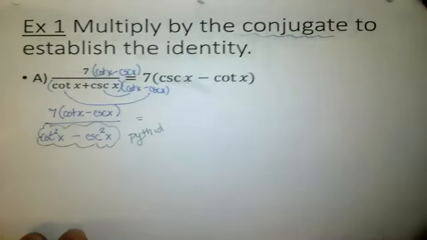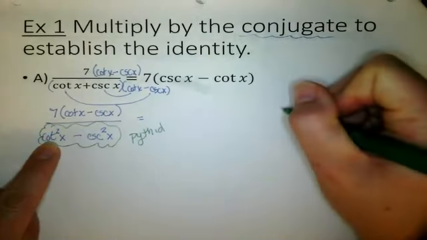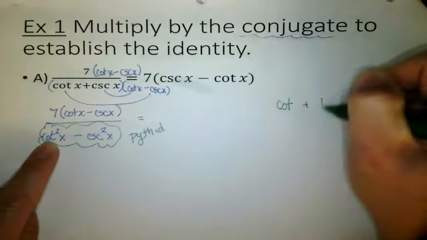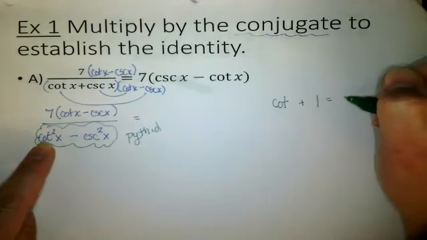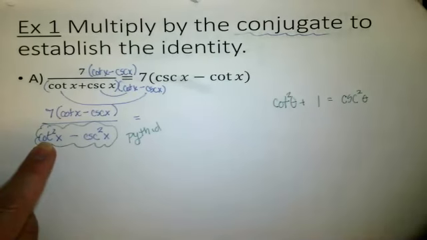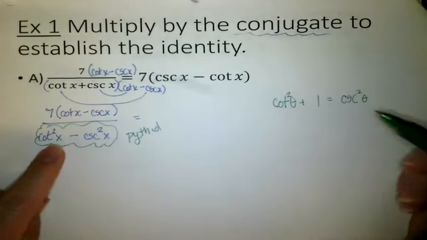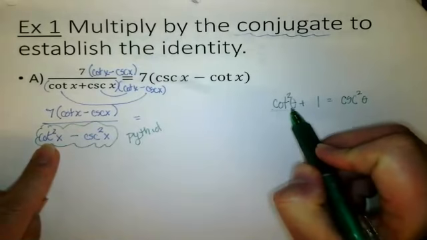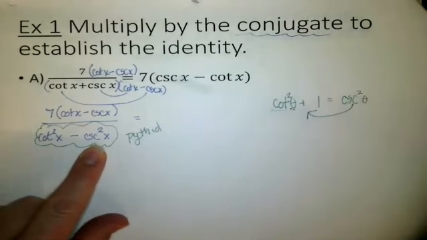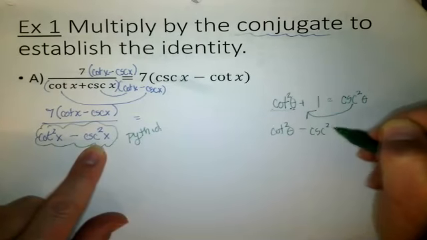So I need to go to my memory bank here. What's the Pythagorean identity with cotangent? Cotangent squared theta plus 1 equals cosecant squared theta. Okay, let's rearrange this identity so it looks like this one. I have cotangent squared. I need to subtract cosecant squared. So I need to move this over here. So I get cotangent squared minus cosecant squared theta.